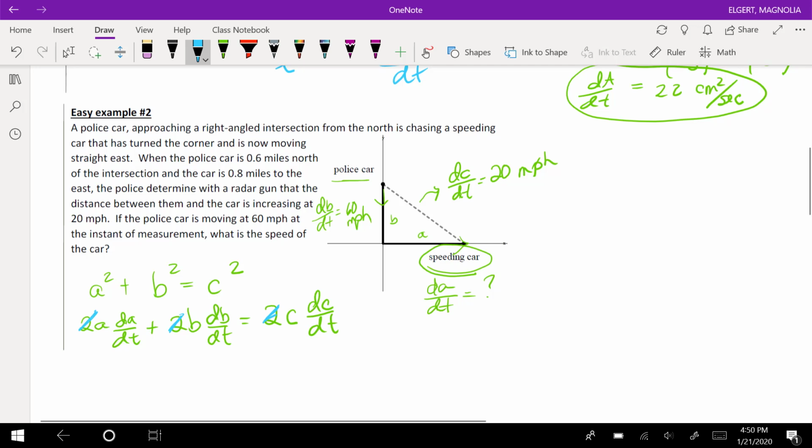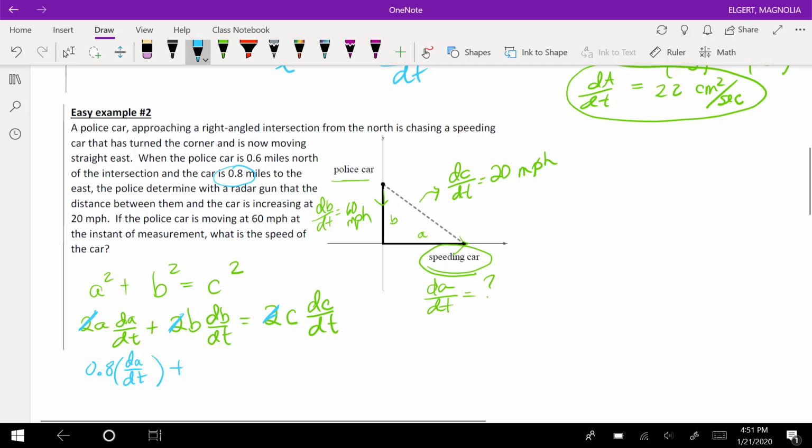We need A. We need to know the distance the car is from here, so we need from the origin. How far is the car from the origin? It says the car, if I go back, is 0.8 miles. So A is 0.8. How fast is the car moving? We don't know. That's what we're looking for.